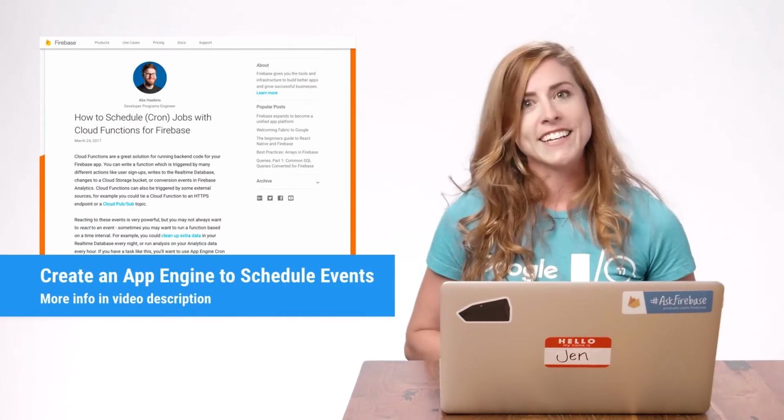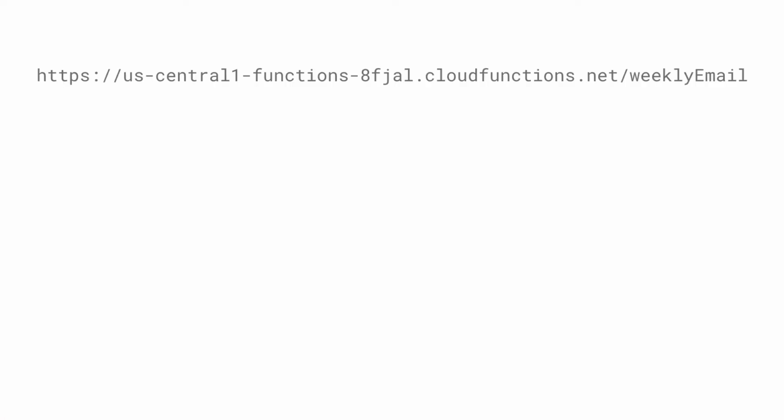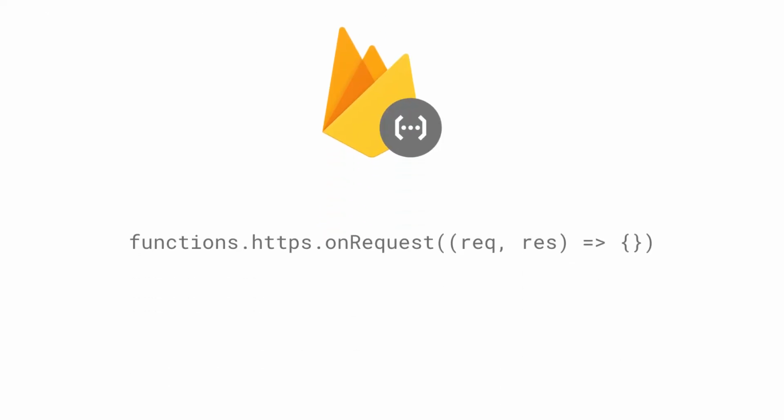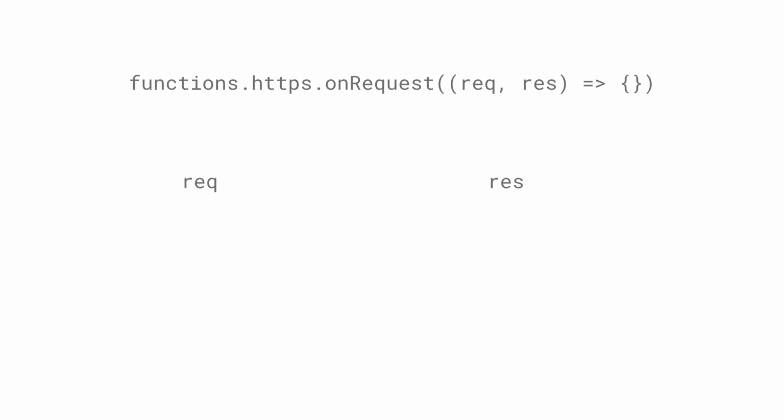Here are the steps I'll be taking to configure my weekly email. I'll create a Cloud function that's triggered by an HTTP request to a dedicated URL. The event handler for an HTTP function is triggered when an incoming request occurs. It supports two HTTP-specific arguments, which are the express request and response objects. The request object has properties for the request issued by the client. The response object lets you specify the response to the client.